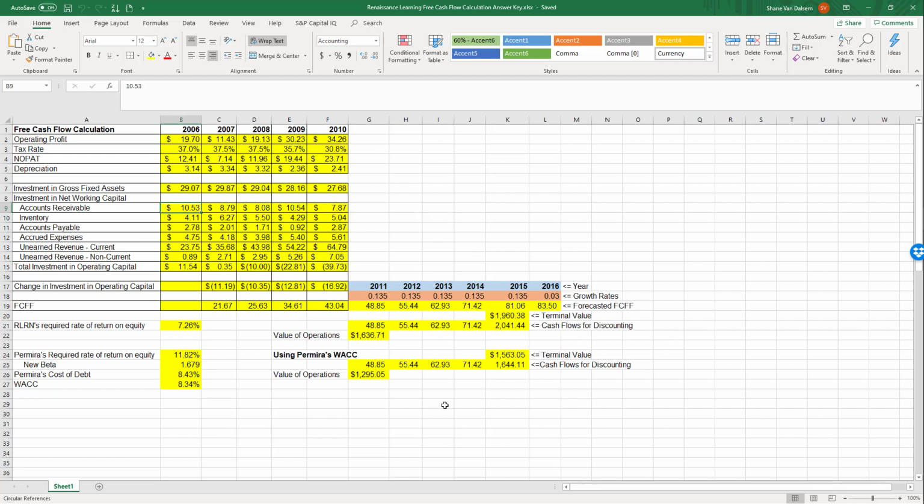So where I got a lot of questions were about this part down here, about the required rates of return for Renaissance and the required rates of return for Permira. So let's start off with that one.